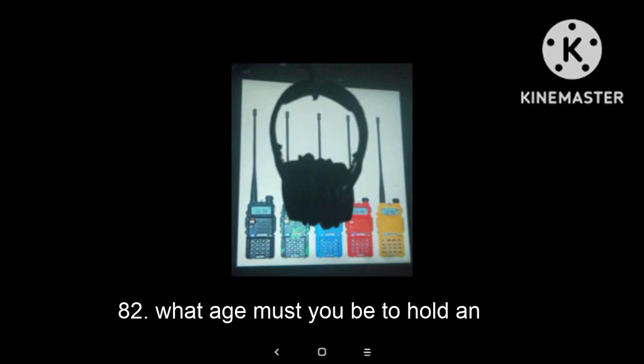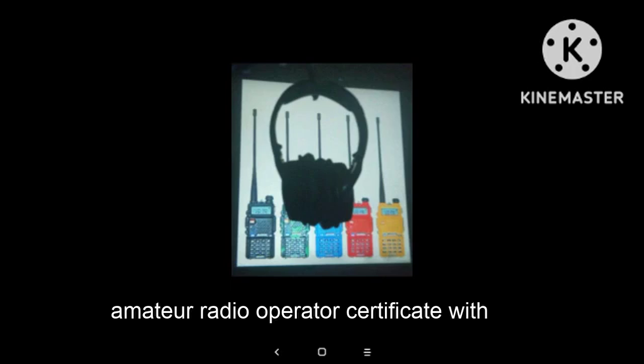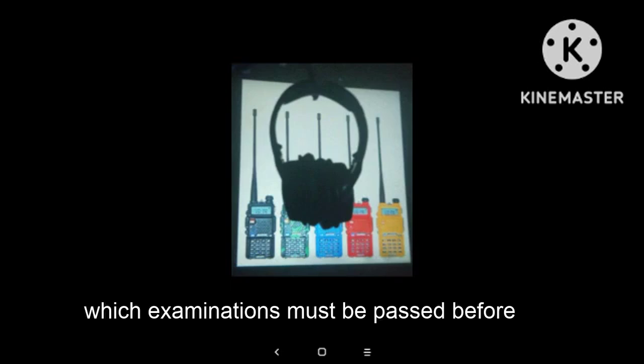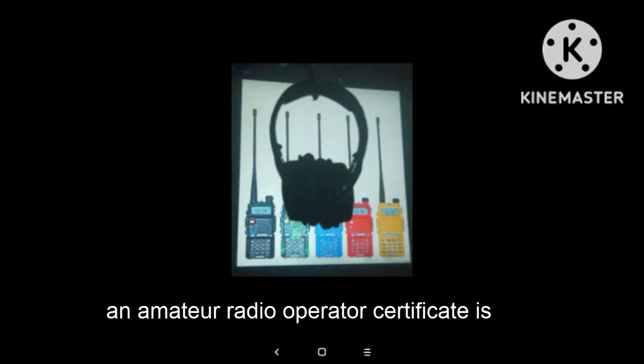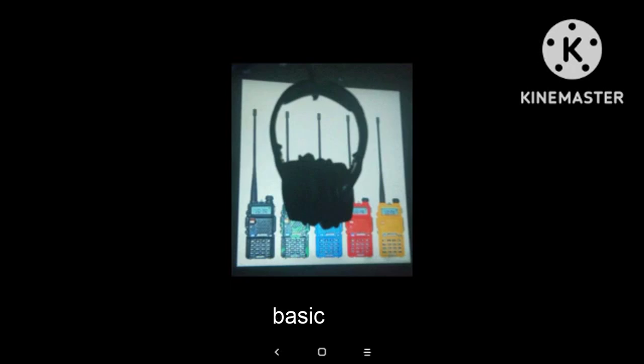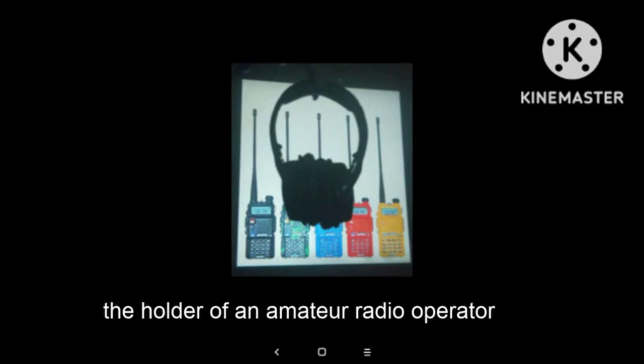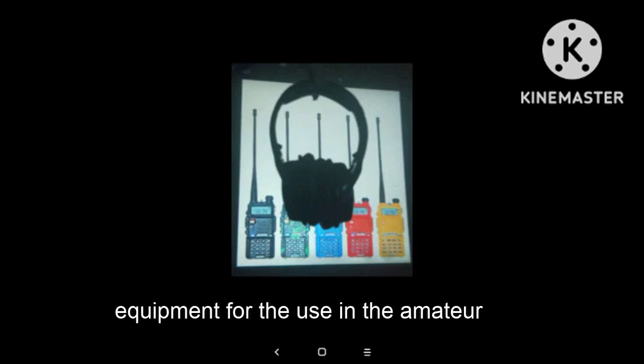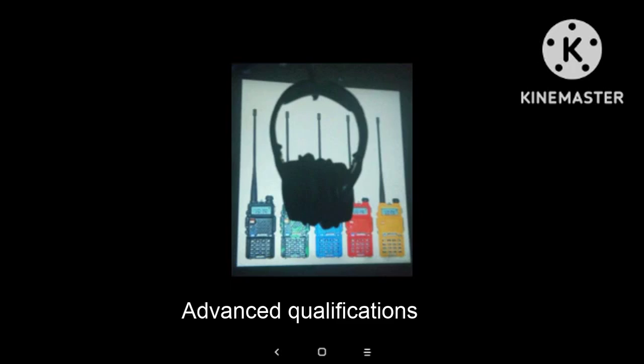82. What age must you be to hold an amateur radio operator certificate with basic qualifications? There are no age limits. 83. Which examinations must be passed before an amateur radio operator certificate is issued? Basic. 84. The holder of an amateur radio operator certificate may build transmitting equipment for the use in the amateur radio service, provided that the person has the advanced qualifications.